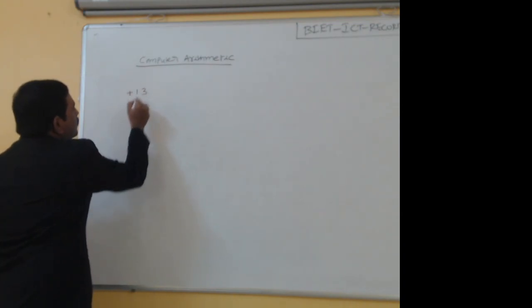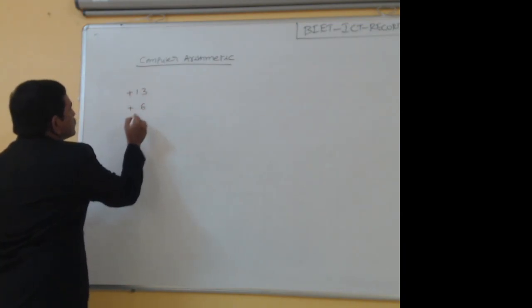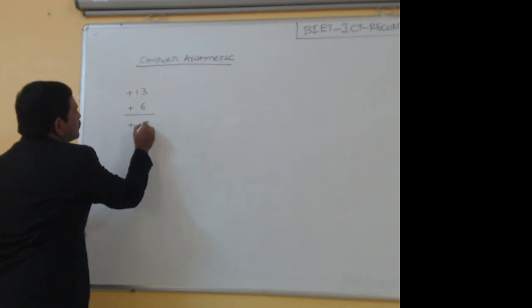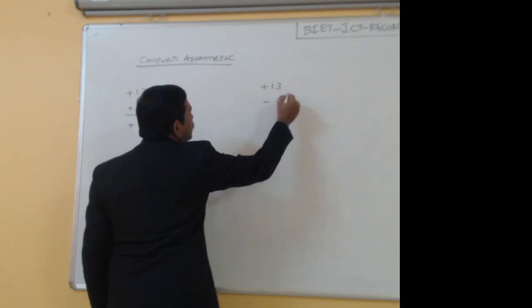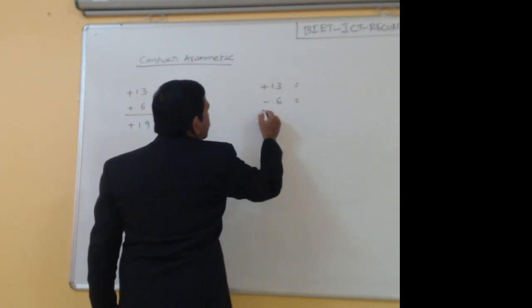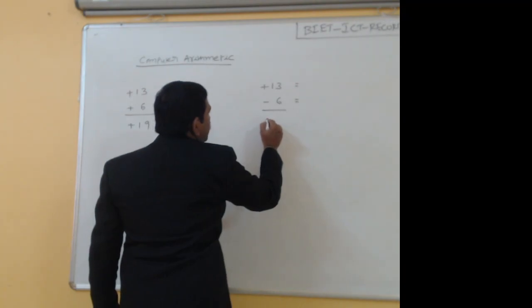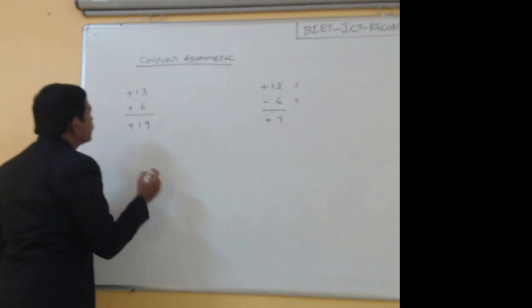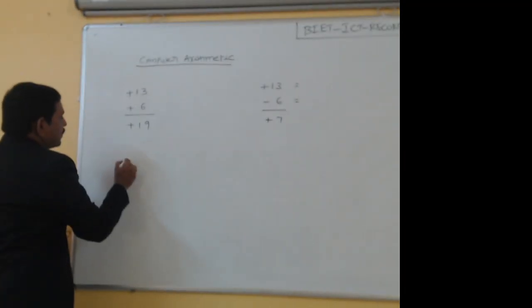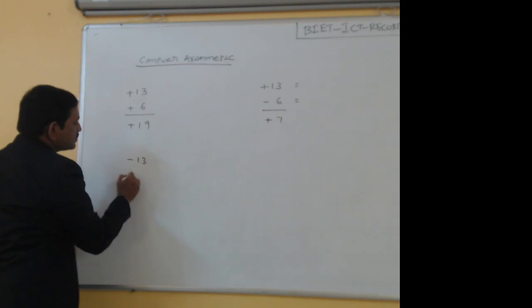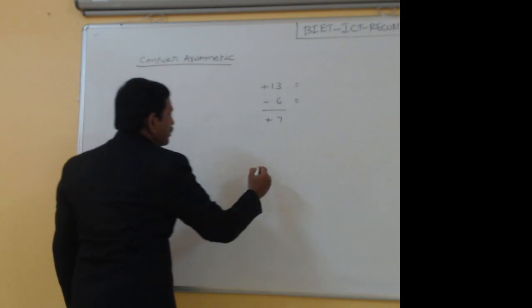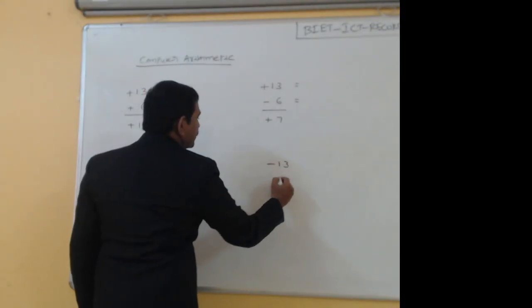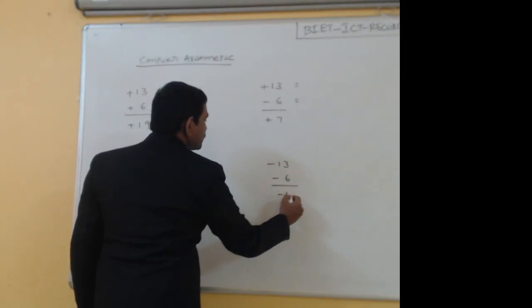Plus 13 plus 6 is equal to plus 19, and plus 13 minus 6 equals plus 7, and minus 13 plus 6 equals minus 7, and minus 13 minus 6 is equal to minus 19.